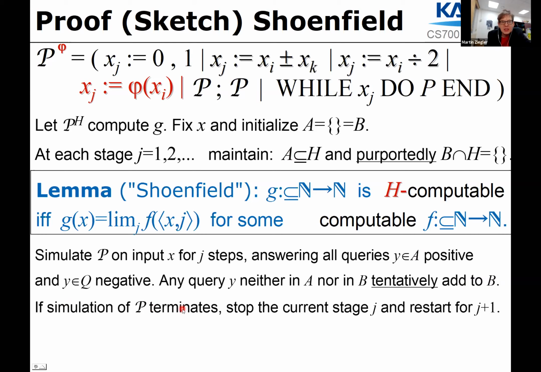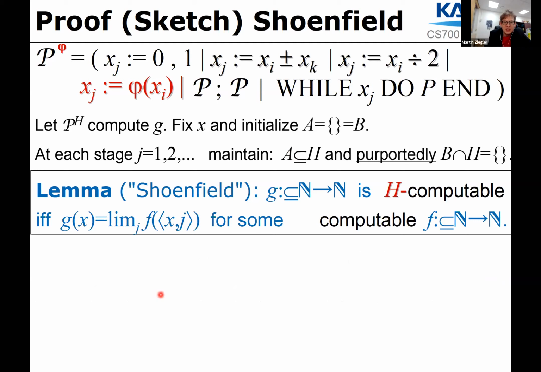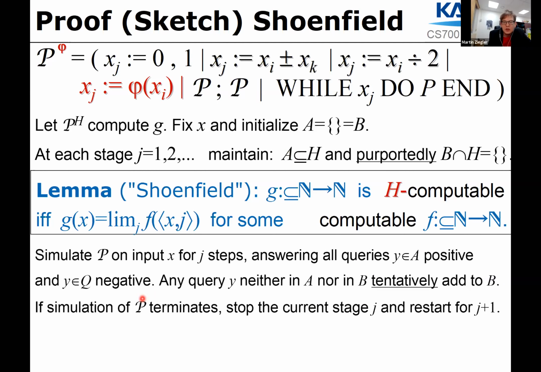So the baseline is our new simulation without access to the halting problem. In this way, it replaces all queries by querying the internal finite sets A and B. And if this simulation terminates, then we try again with the next stage, because we cannot be sure yet whether the answer given by our simulation is correct. There could be some negative instances of the halting problem that we have tentatively but wrongly put into here.